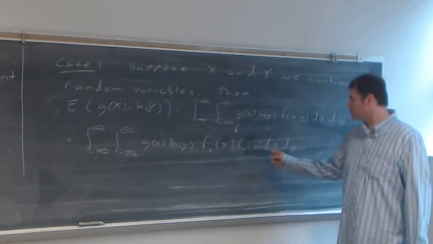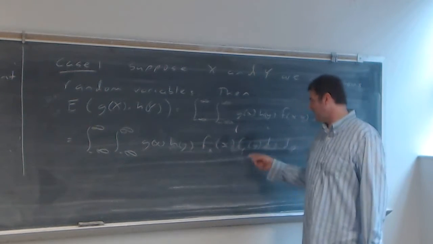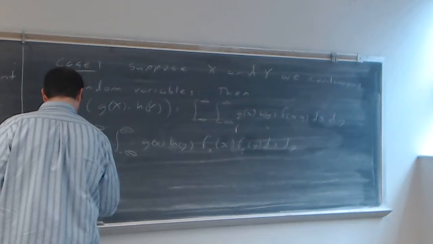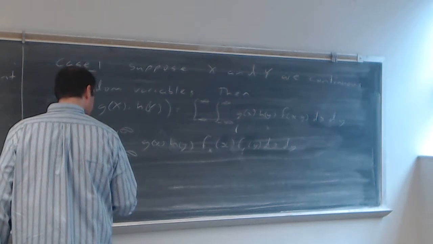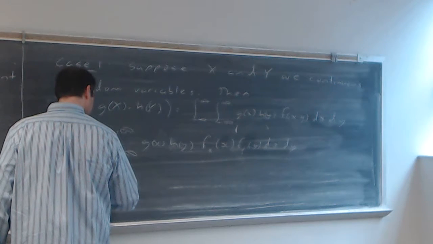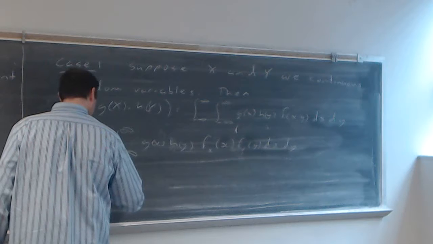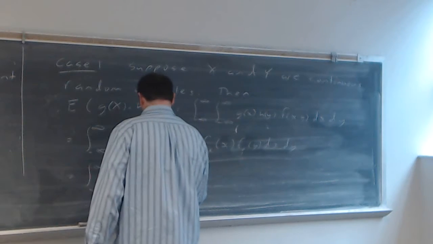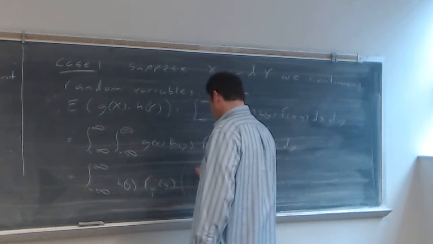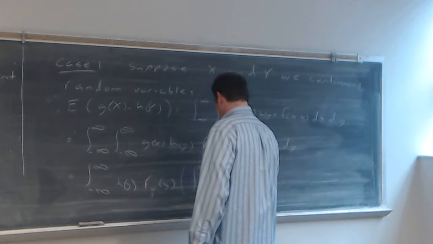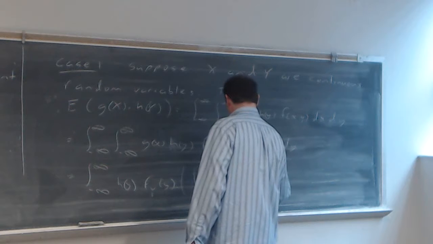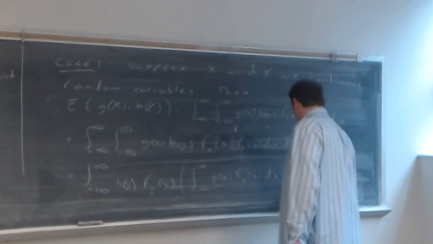Okay. Now look, we're supposed to be doing dx first, but h of y doesn't have an x, and f sub y doesn't have an x in it. So we can pull those out of the first integral. And what it's going to do is produce the following integrals. So here I'm going to have h of y, f sub y of y. Then, if you will, this inner integral from minus infinity to infinity of g of x, f sub x of x dx, and then dy.